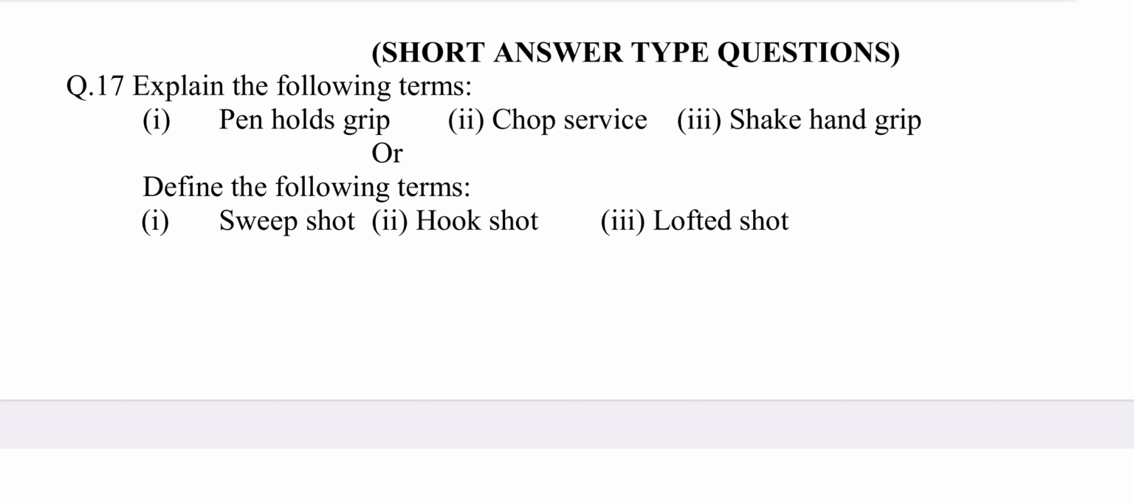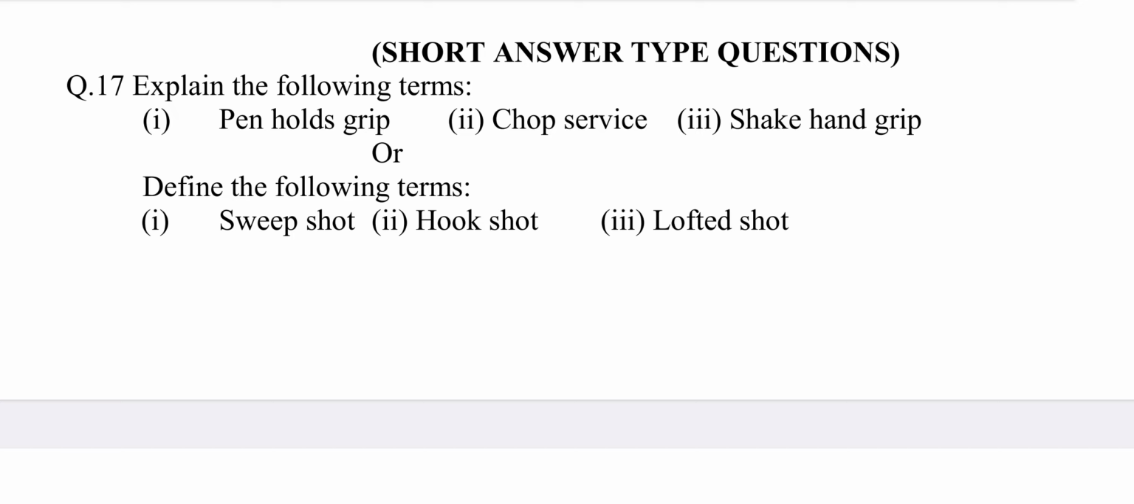The answer may be: part first, pen hold grip. The pen hold grip is so named because one grips the racket similarly to the way one holds a writing instrument. Chop service: the main purpose of this service is to make it difficult for your opponents to play an attacking stroke. Third, shake hand grip. The shake hand grip is so named because the racket is grasped as if one is performing a handshake.